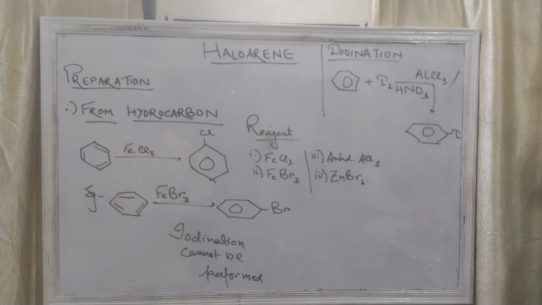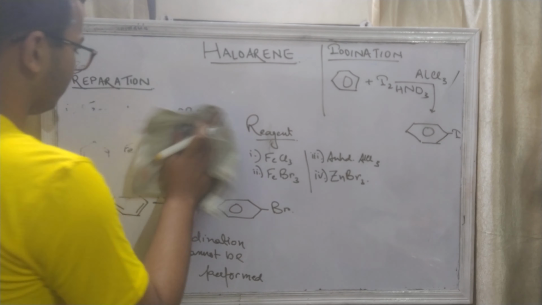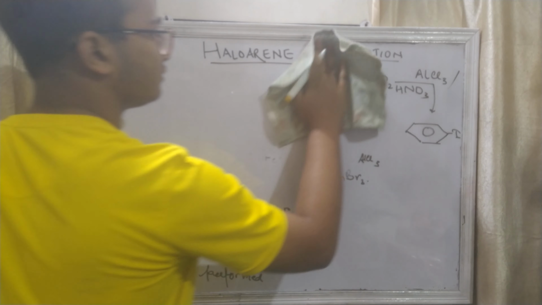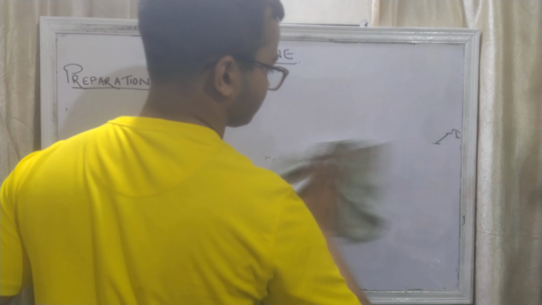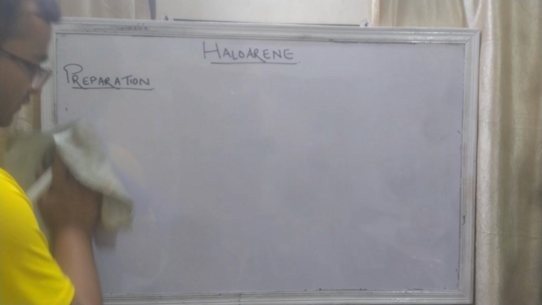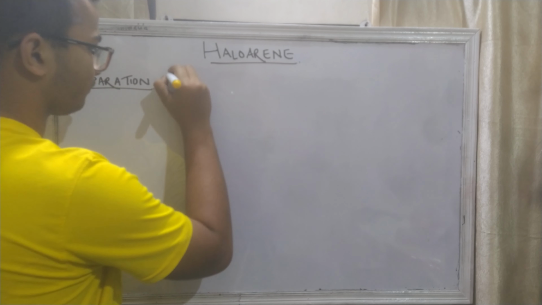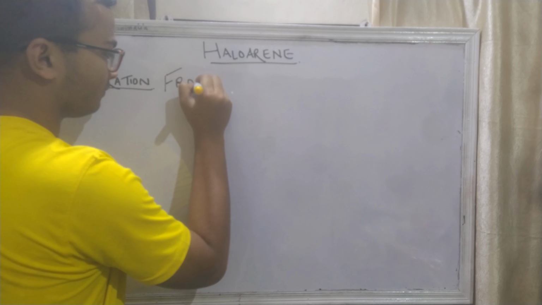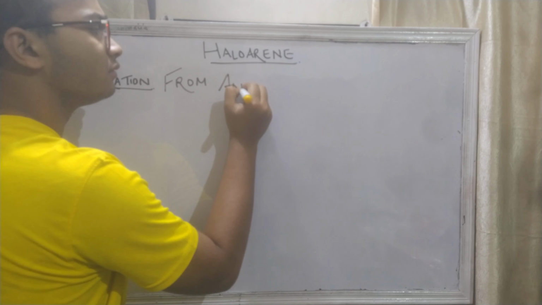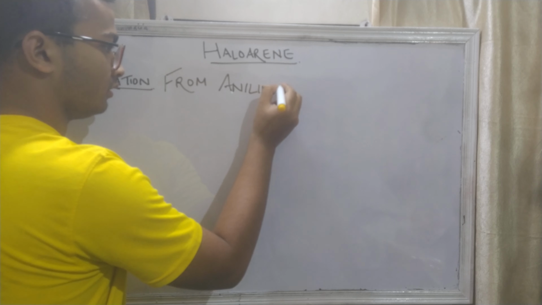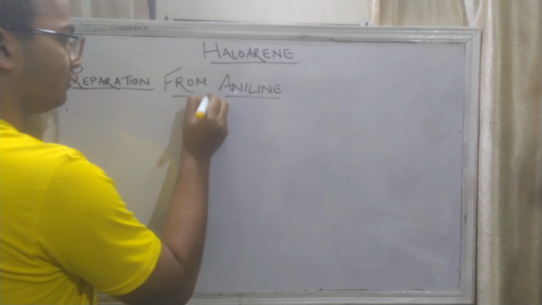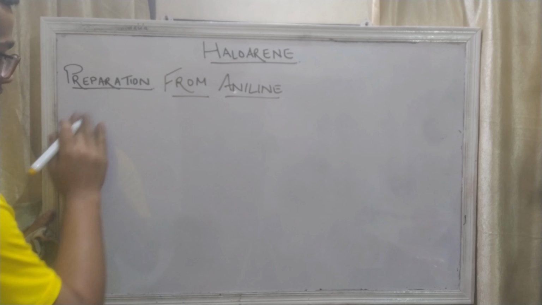Now we will move to the diazotization process for the preparation of your haloarene, which is from the aniline. Okay, so let's do preparation from aniline. Okay. Now this is a very important compound. We are going to form the benzene diazonium chloride.